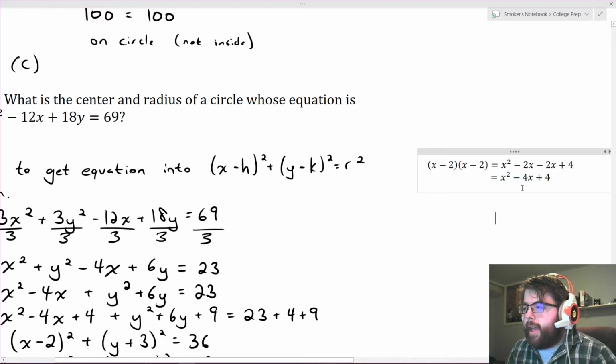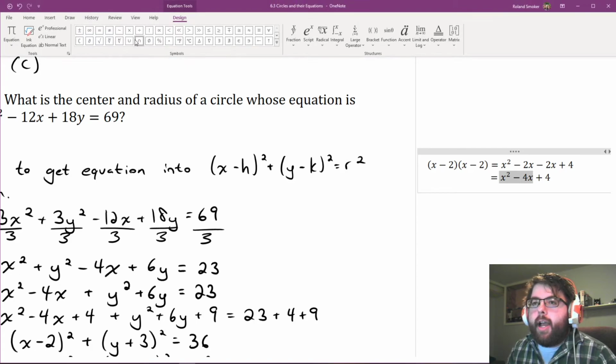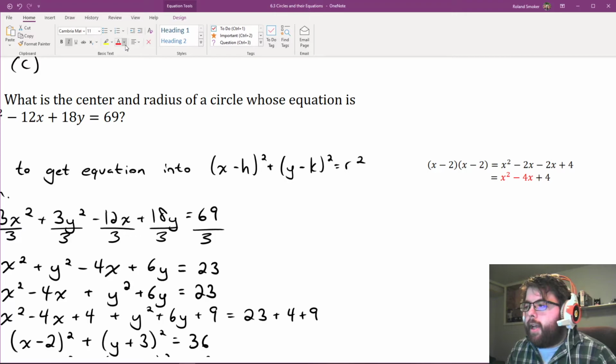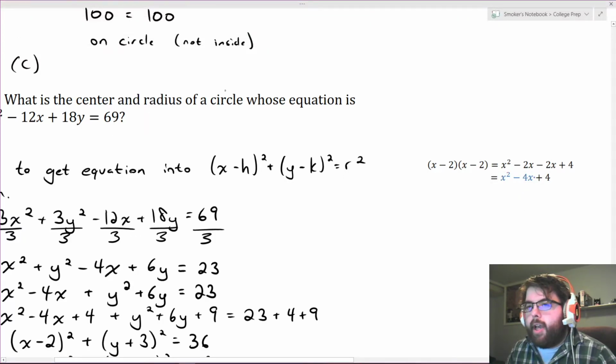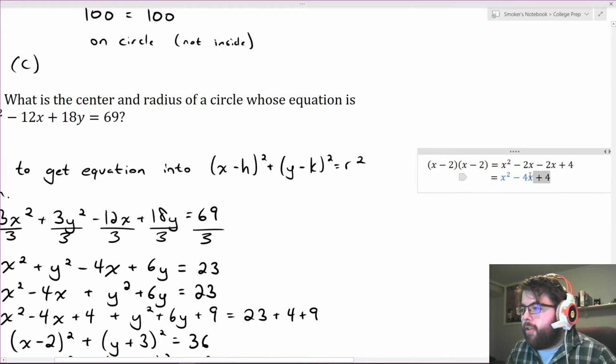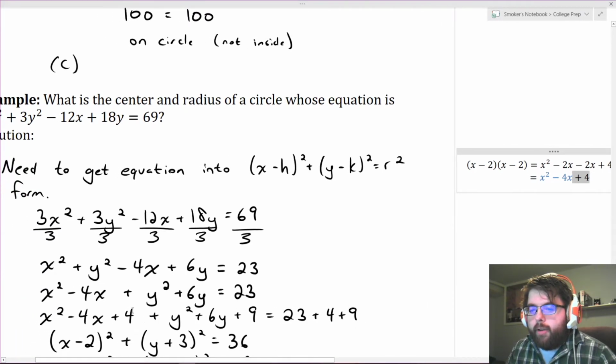So now the question is, how do I go from what I had to this? This is what I was given. How do I get the plus 4? How did I figure out to add plus 4 to both sides over here, like what I did right here? How did I figure that out, because I was given the x squared minus 4x.